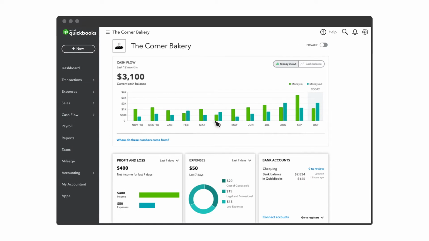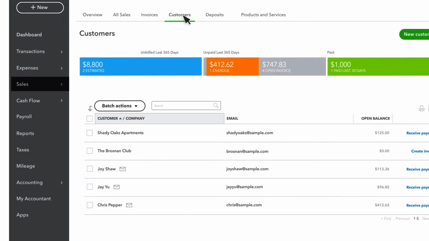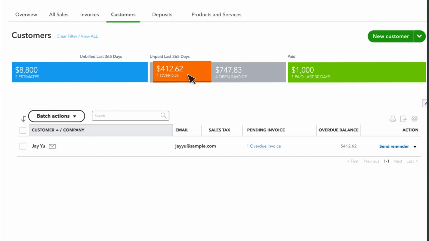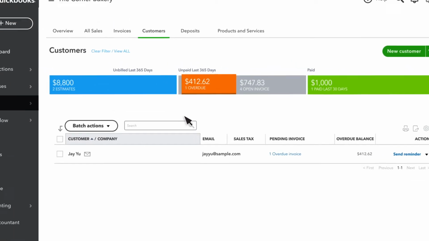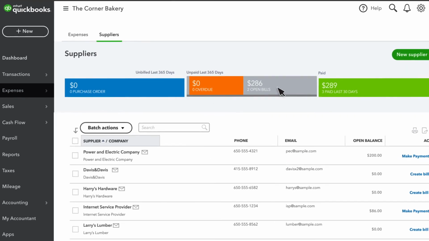First, let's look at accounts receivable by clicking on Sales and then selecting the Customers tab up near the top of the screen. From here, you can keep an eye on all of your overdue customers. It's a good idea to monitor this on a weekly basis. You can click on Overdue and then send reminders to any of your customers from here. Also, select Expenses, then click on the Suppliers tab. Here you can see any bills that you need to pay for that week.